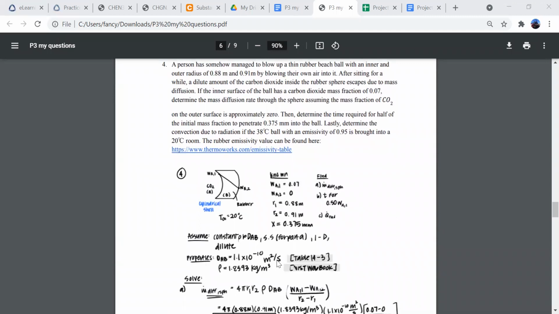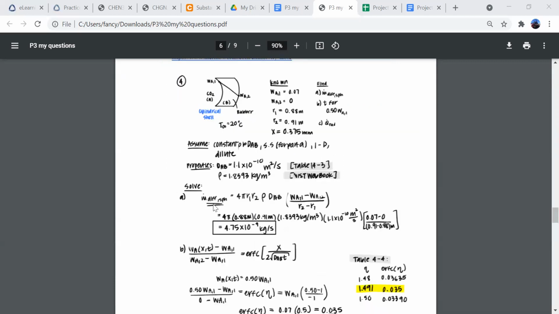And then for this fourth question, we are going away from automotive stuff, and this is a rubber beach ball that has been blown up by somebody, so it's filled with carbon dioxide, and you're asked to find first the mass diffusion rate. And so steady state mass diffusion can be seen here in this first equation, where all of these values are given, and so you can just plug and chug.